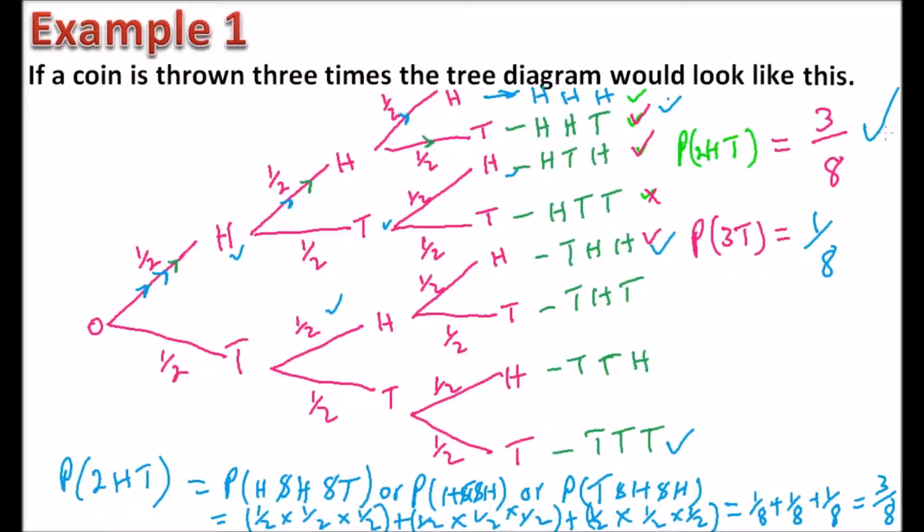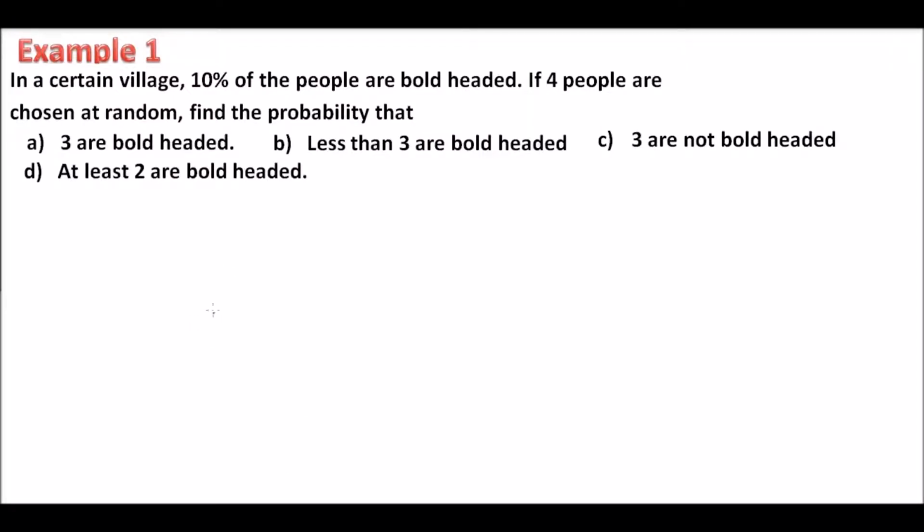So let's have a look at another example. So here is another question. We are told that in a certain village 10% of the people are bald-headed. If 4 people are chosen at random, find the probability that 3 are bald-headed, less than 3 are bald-headed, 3 are not bald-headed, at least 2 are bald-headed.